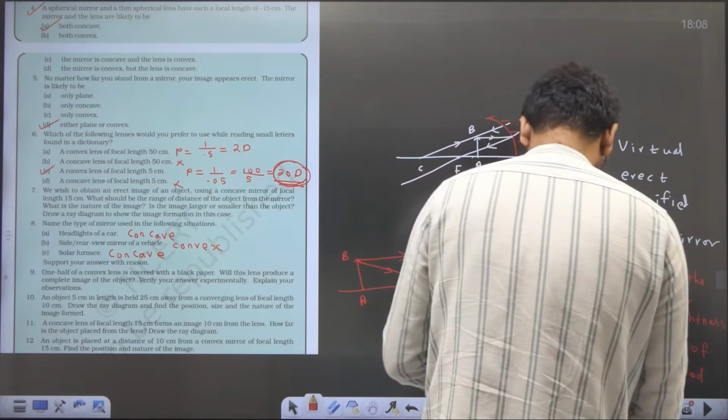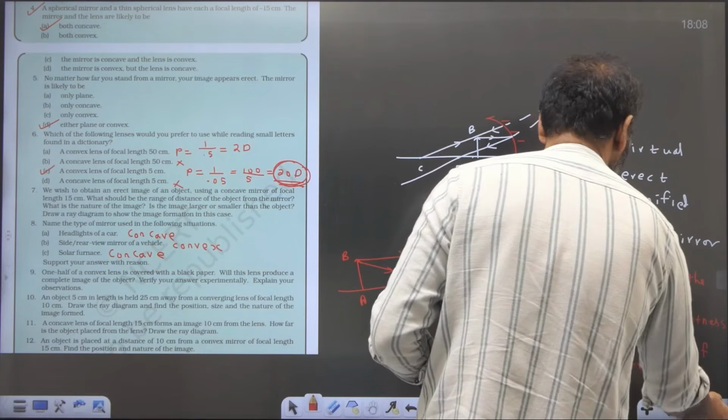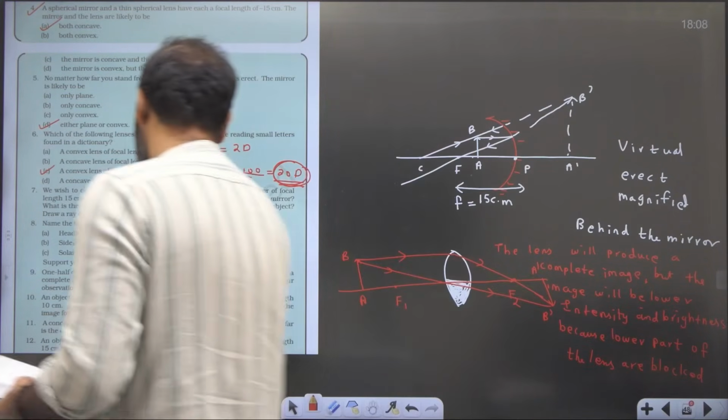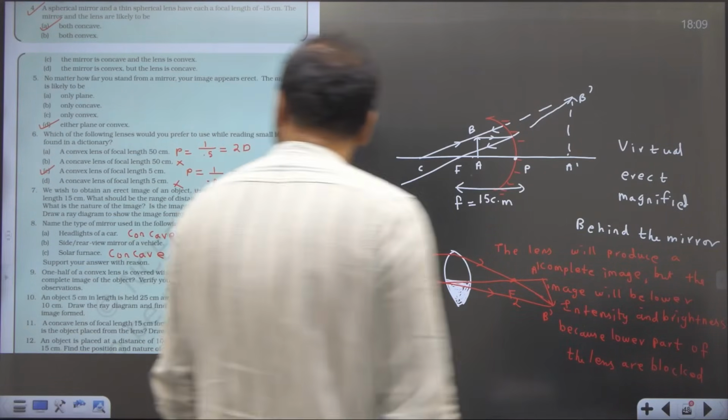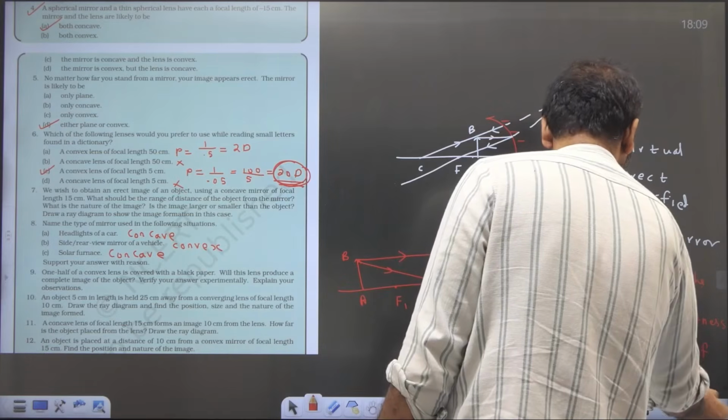Okay, done. Then, an object of 5 centimeter in length is held 25 centimeter from a converging lens of focal length 10 centimeter. Draw the ray diagram and find the position, size and nature of the image formed. Let's see. Let me take a new page.